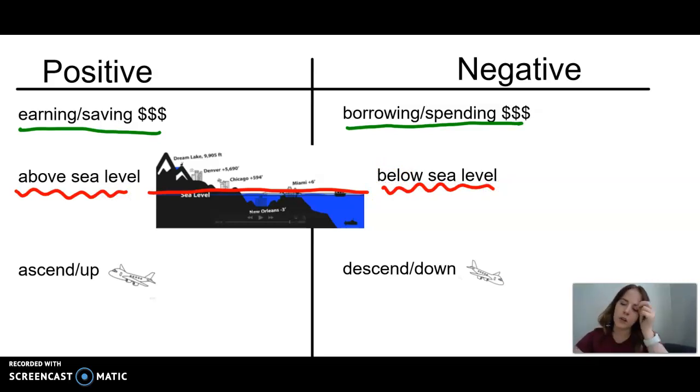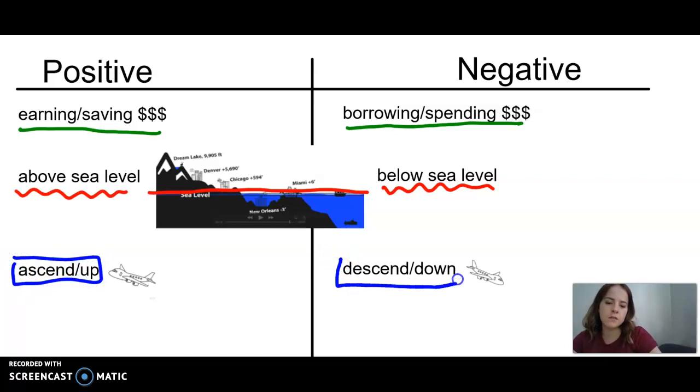Then the last two I have on here are ascend and descend. And I put a little airplane because I always think of when I'm flying on an airplane and they say we're about to make our final descent, and that means that the airplane is going down, and they're talking about descending the plane. Descending, or going down, means negative, and ascending means going up, or positive.